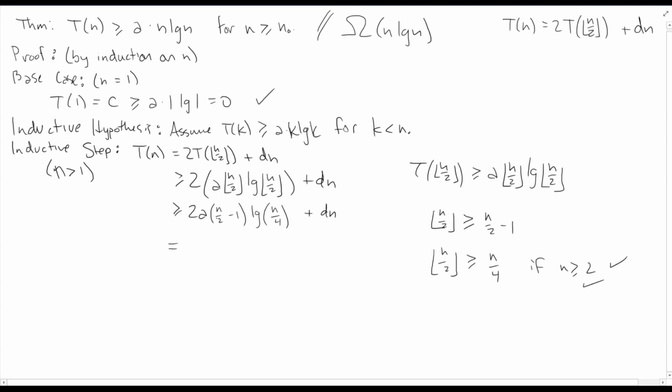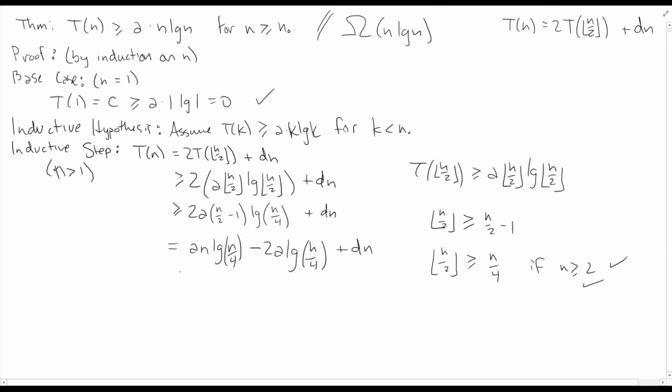Let's try and multiply things out. So let's do the first term here. The 2 and the 2 are going to cancel, so we get an a n multiplied by our log n over 4. Then we get a minus term here. It looks like it's a minus 2a log n over 4 plus dn.